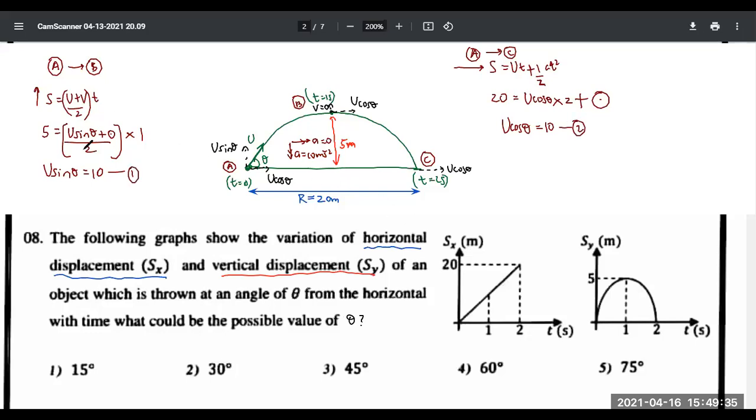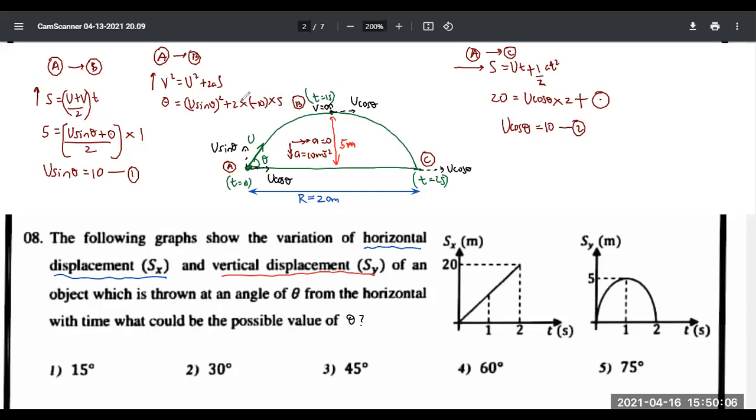You can find it in another way also. How is that? From A to B, you can apply this equation as well. Upwards, V squared equals U squared plus 2AS. For V squared, what will you put? 0. For U squared, U sine theta squared, plus 2 into, for acceleration, minus 10. Why minus 10? Because we are applying the equation upwards, gravity is acting downwards, so the gravitational acceleration is downwards. Into displacement in the vertical direction, 5.